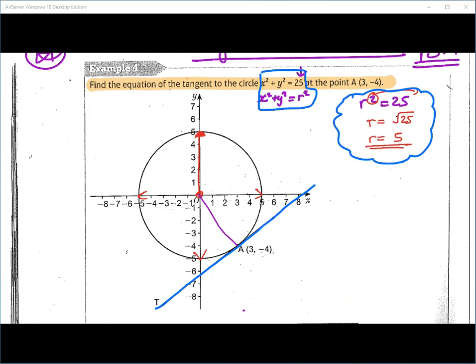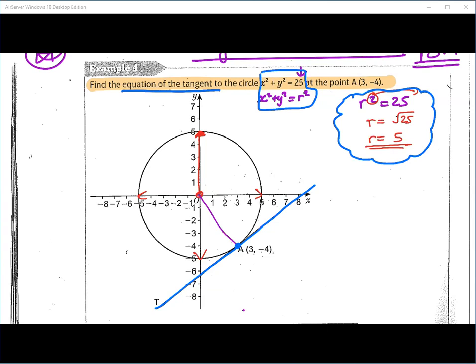So it wants us to work out the equation of the tangent. So it wants us to work out the equation of the blue line. How do we go about working out equations of the blue line when we have a circle sketched in front of us and a point on the blue line and the purple line being the radius of length 5? What do we do in this particular question? How do we start off? Find out the gradient of the line.